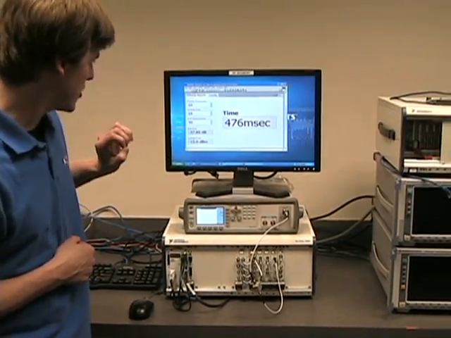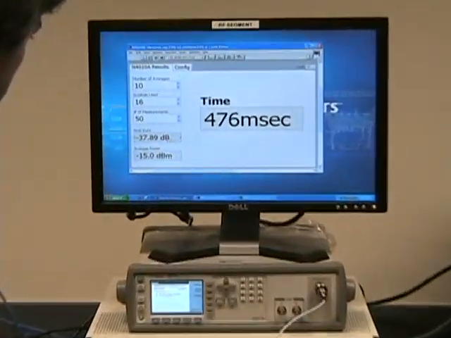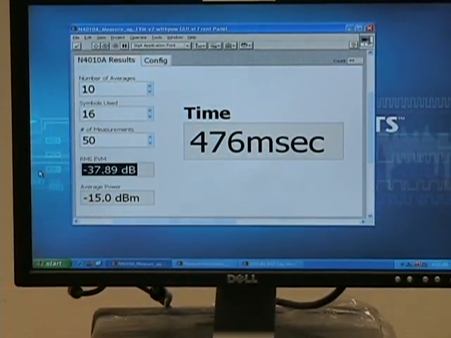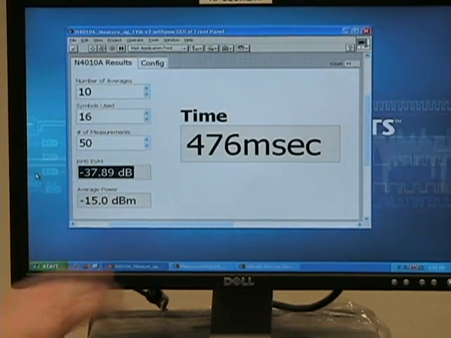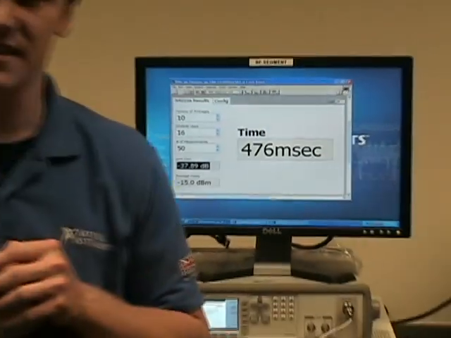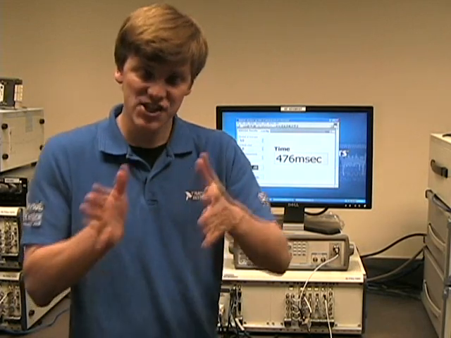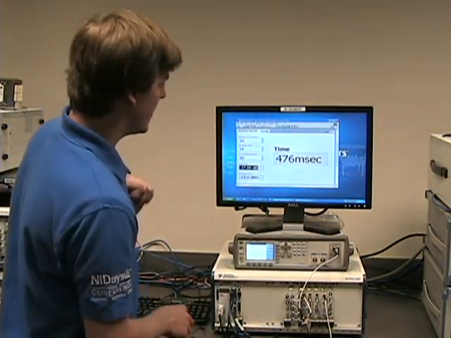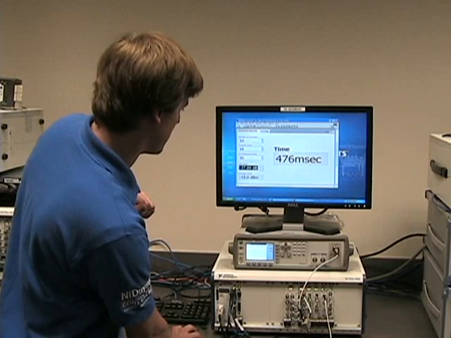Now our measurement result just finished. You can see that my residual EVM was about negative 38 dB, and my average power was about negative 15 dB. And the measurement time is 476 milliseconds. Now what this is reporting is that it took 476 milliseconds for each EVM measurement, and that EVM measurement consists of 10 averages. Averaging is important in production test. In this case we're seeing an average measurement time of 476 milliseconds for that measurement.